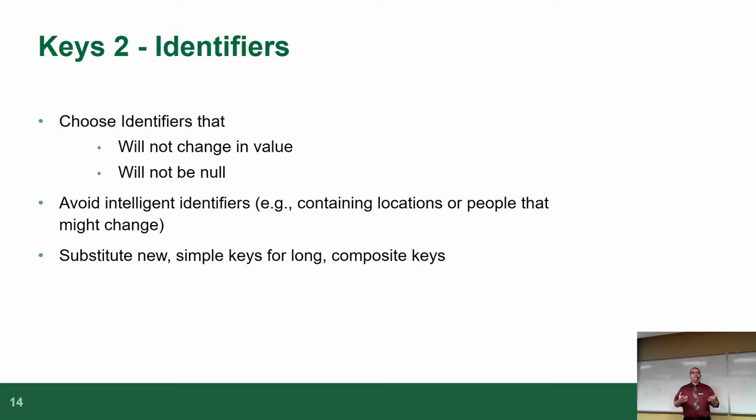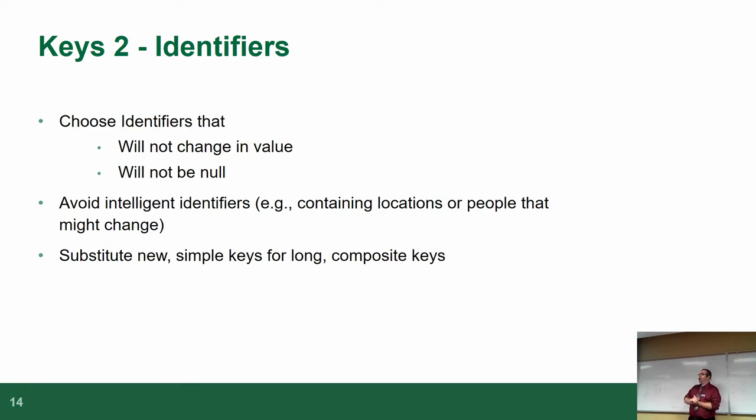For example, a person's name. Yesterday, the person's name was John. Today, they're Jane. Tomorrow, they're going to be Frank. And then the next day, they're a different symbol because they just keep changing their name every day. You can't use names.